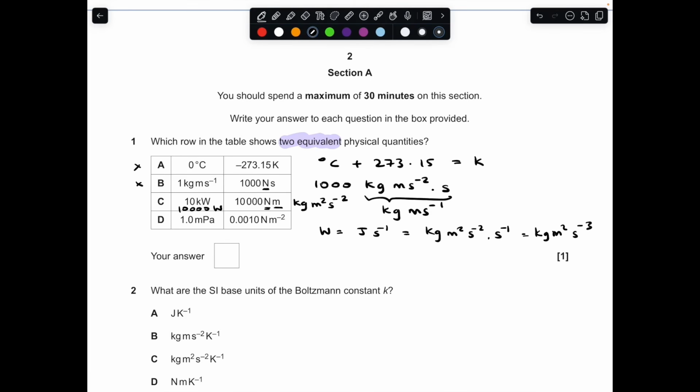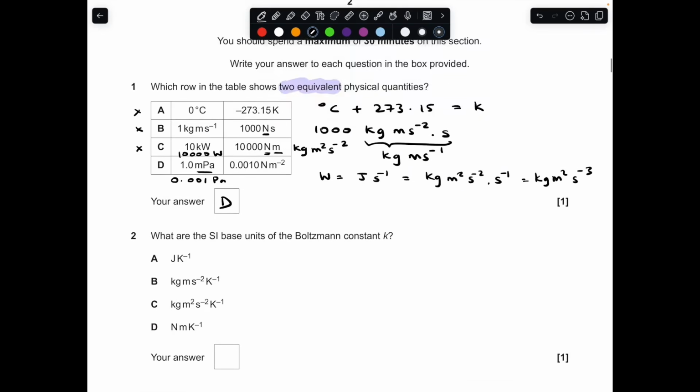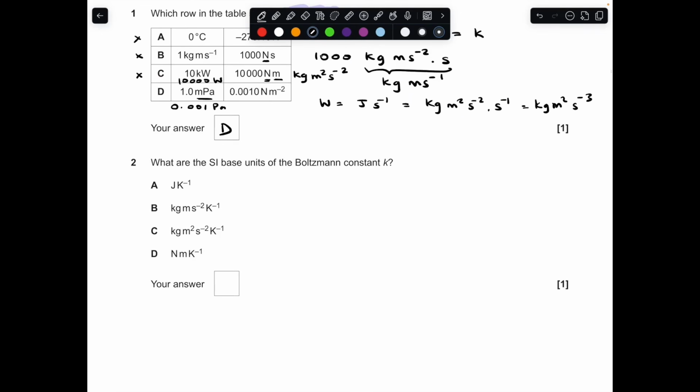So those are also out, which gives us D as the answer, and it checks out because millipascals is just 0.001 pascals or newtons per meter square, because that is the unit of pressure, force divided by area, so D will be the answer. Question number 2, what are the SI base units of Boltzmann constant k?